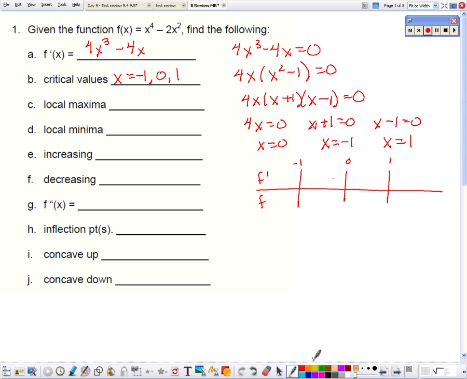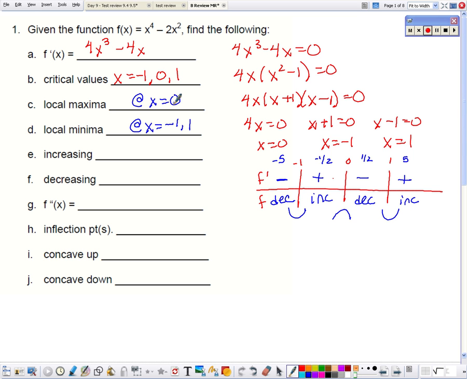So I'm going to choose, let's say, negative 5, negative a half, 1/2, and 5 to plug into the derivative. When I plug negative 5 in, I get a negative value. When I plug negative a half in, I get a positive, negative, and then positive. So that means f is decreasing, increasing, decreasing, and then increasing. So at negative 1 and 1, there's a minimum. And at 0, there's a maximum.